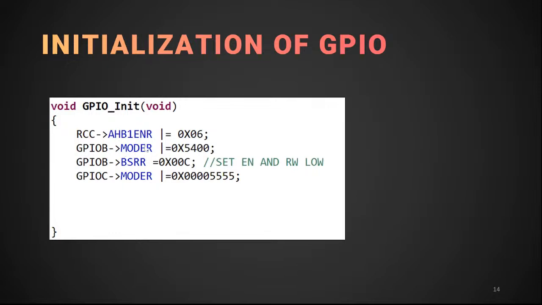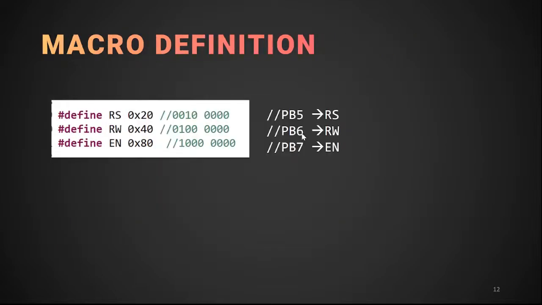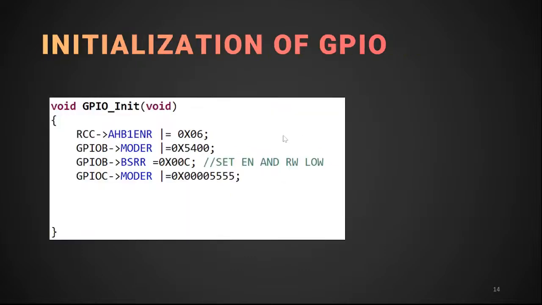And in the GPIO mode register, you have to set 5400. This is to set 5, 6, 7 as the output, and this is to enable and read/write low, to set the GPIOB BSRR register. And the mode register you configure as 5555, which is to set all the 8 bits, from C0 to C7, as output mode. So these are the values which you have to set.